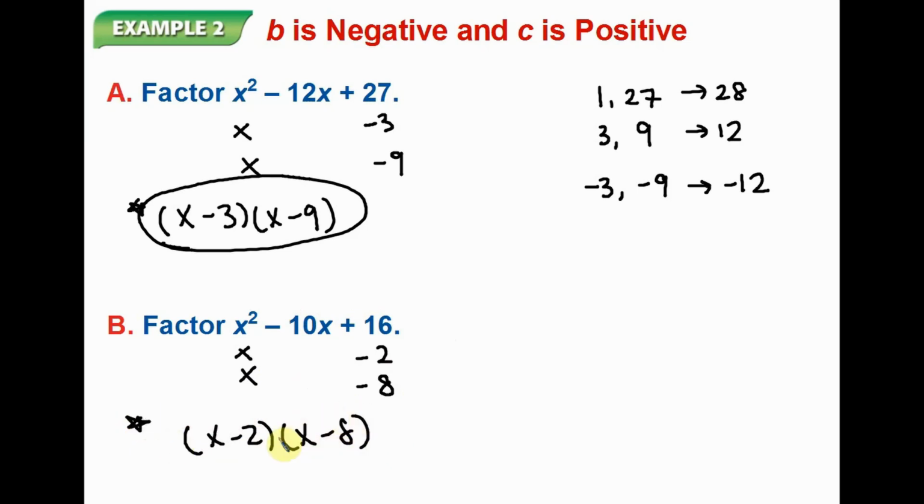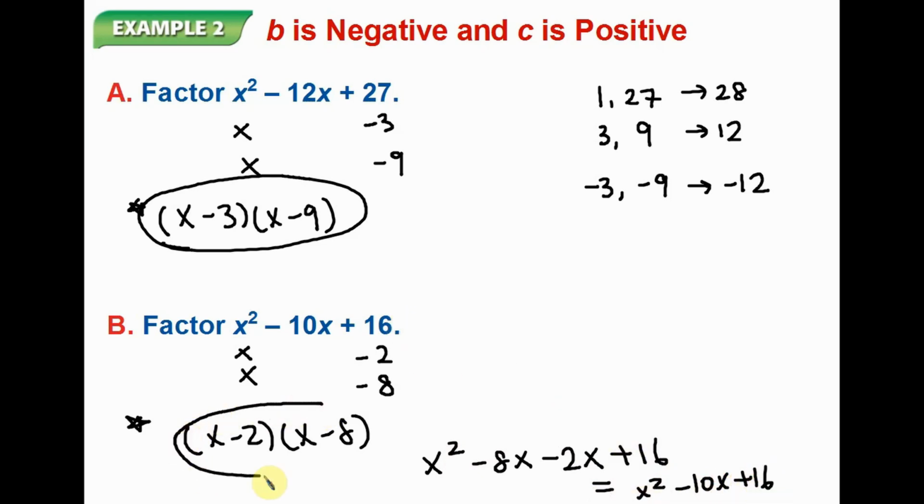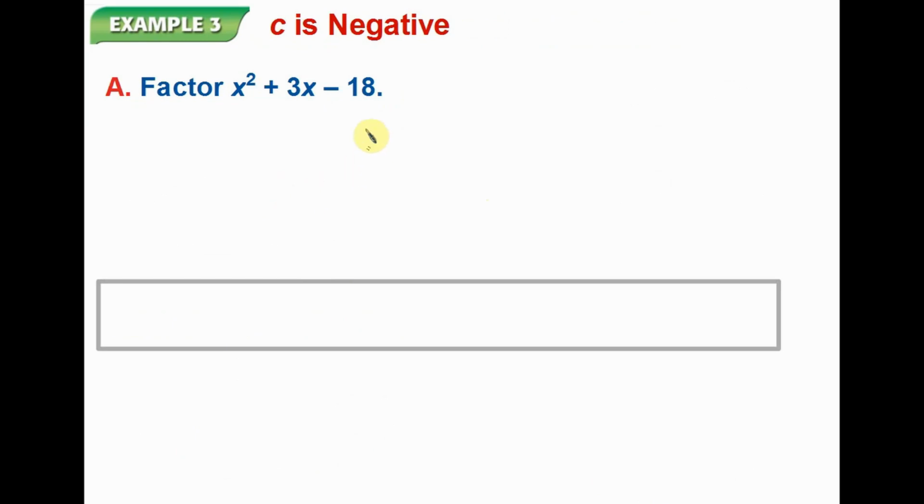If I distribute this, x times x will get me x squared. X times negative 8 will be negative 8x. Negative 2 times x is equal to negative 2x. Negative 2 times negative 8 is positive 16. When you simplify this, you will get x squared minus 10x plus 16, which is the same expression as what you started with.